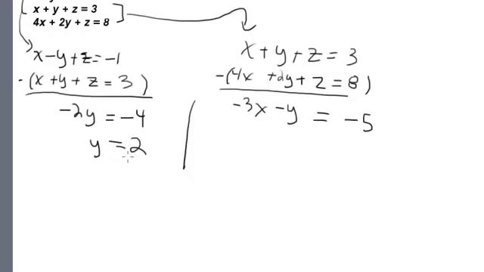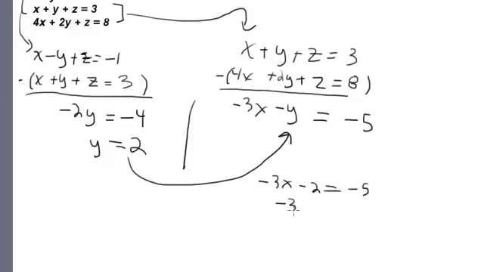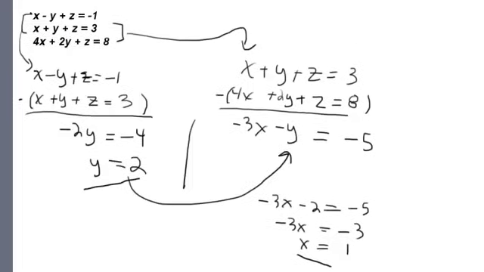We're just going to take y equals 2, throw it in there, and we'll end up with negative 3x minus 2 equals negative 5. Negative 3x equals negative 3, so x equals 1 when you divide both sides by negative 3. So now we know what our y is, we know what our x is, all we need is our z, and you can choose any of these equations up there and punch them in.